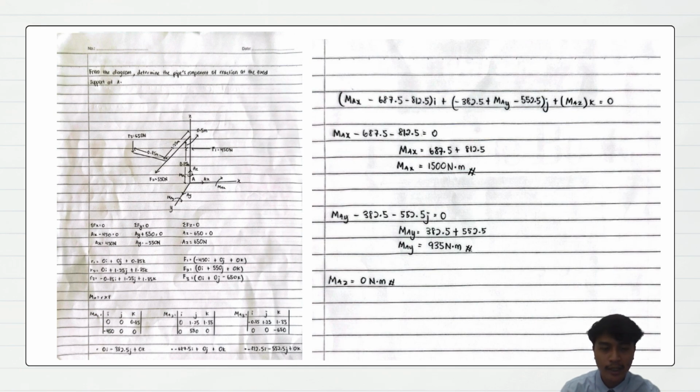Then after that, I gather all the values to calculate the moment at every axis, like MAx equals minus 687.5 minus 812.5 for x. After that, I get the answer for MAx is minus 1500 Newton meters, and for MAy I got 935 Newton meters, and MAz is 0 Newton meters. Okay, that's all for me. Thank you.